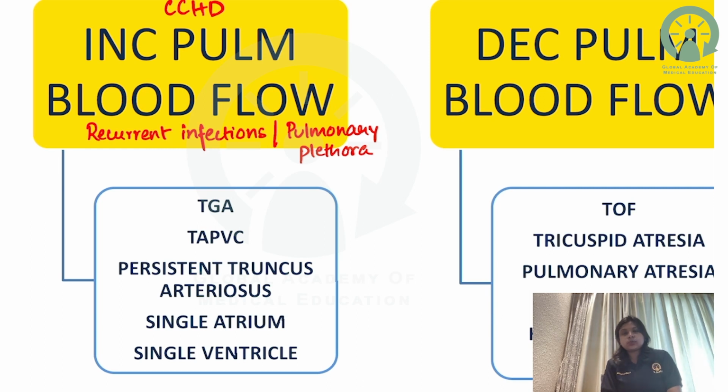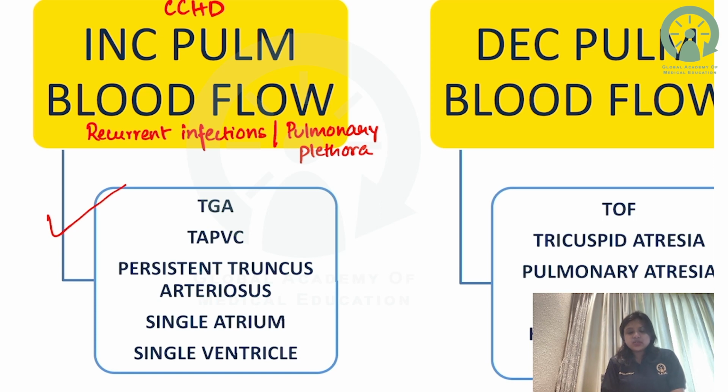Number 2, total anomalous pulmonary venous connection. Persistent truncus arteriosus, single atrium, single ventricle. So these 5 causes you should know by heart, and this is a last moment table which you must revise. There are definitely causes why in TGA we get increased pulmonary blood flow or why in single atrium there is increased pulmonary blood flow. But I'm not going into the details of it since this is a marathon series. For knowing the details, you must follow my regular classes. But at least for your exams and for the last moment preparation, you should know each and every point or each and every congenital heart disease which falls under the category of increased pulmonary blood flow.